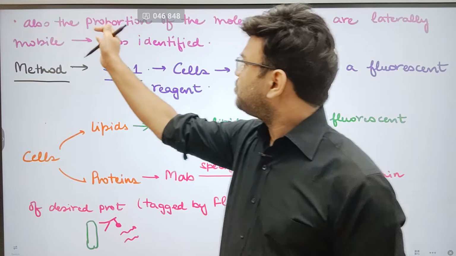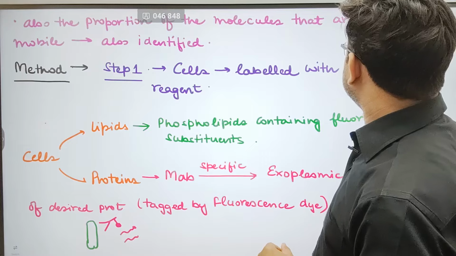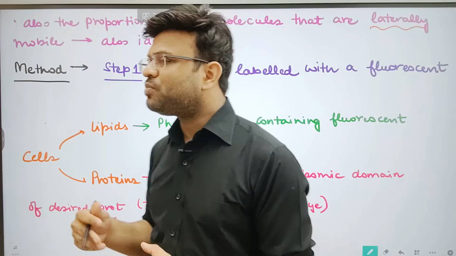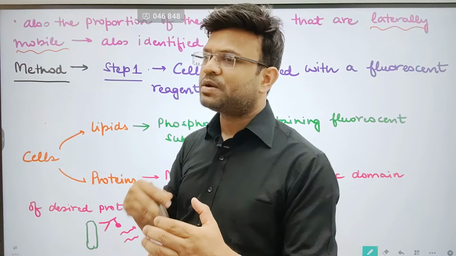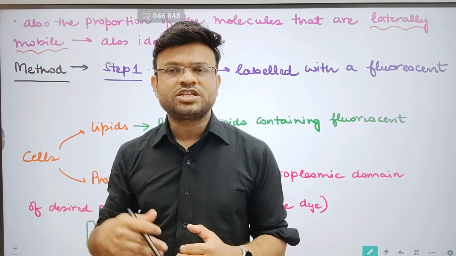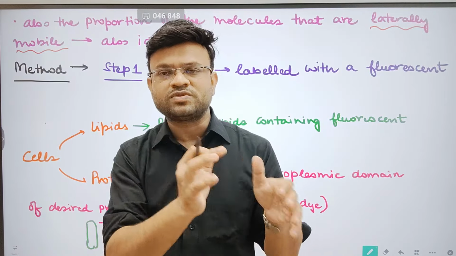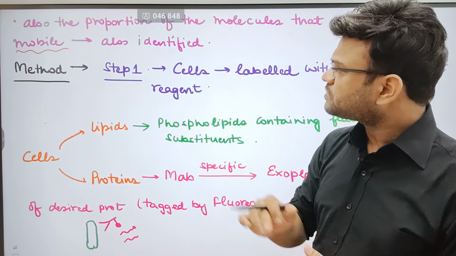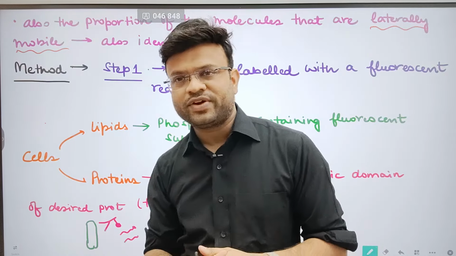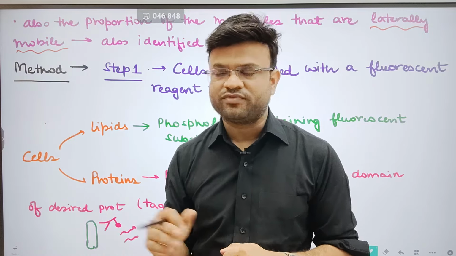So the proportion of the molecules that are laterally mobile will give you an idea of what proportion of the molecules are mobile. What is the proportion of the motile molecules with respect to the non-mobile or non-motile molecules? This can also be identified with the help of the fluorescence recovery after photobleaching, FRAP, technique.